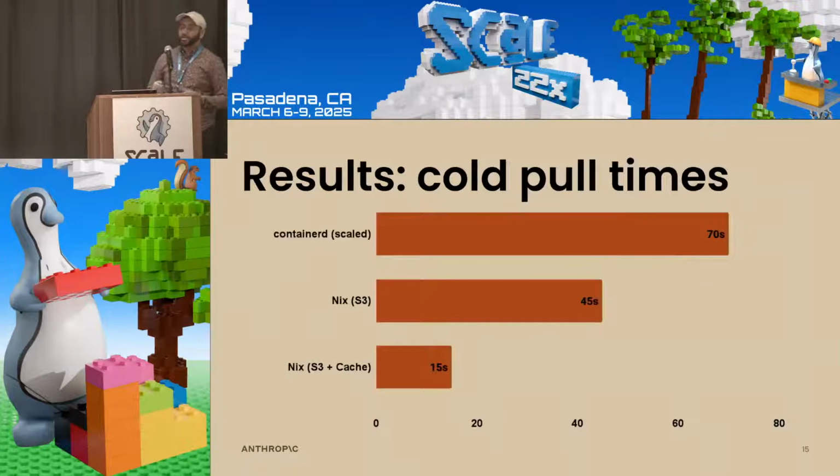Let's talk about the results. I previously said we had 4-minute pull times. That was for our entire image. For this initiative, it was about 10, 11 gigabytes of software. So I've proportionally scaled the before number. With Docker, it would be about 70 seconds to pull that.